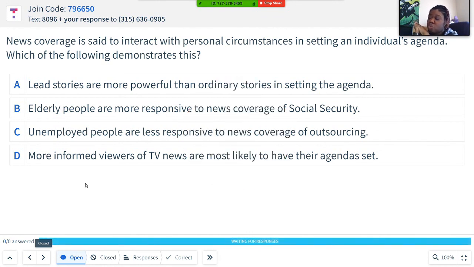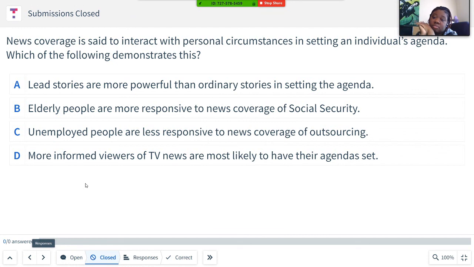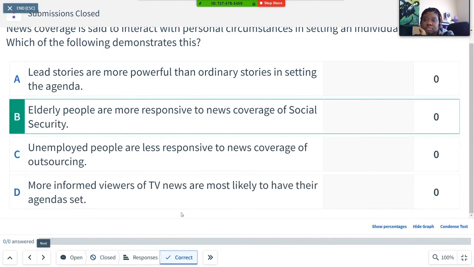So we got two for B. Let's see the rest of y'all. The answer is B. Yes, elderly people are more responsive to news coverage of Social Security.